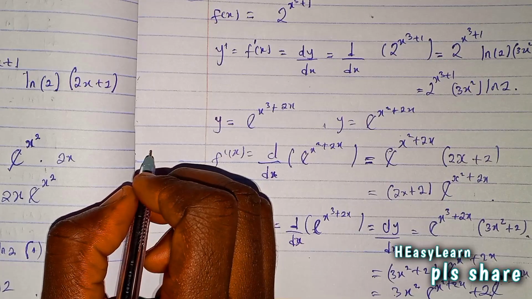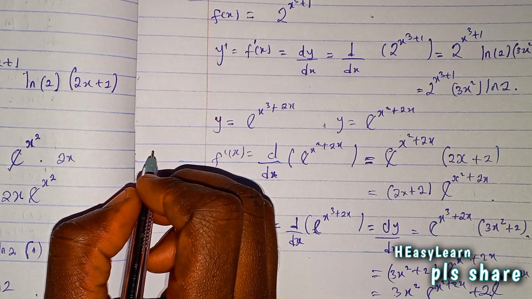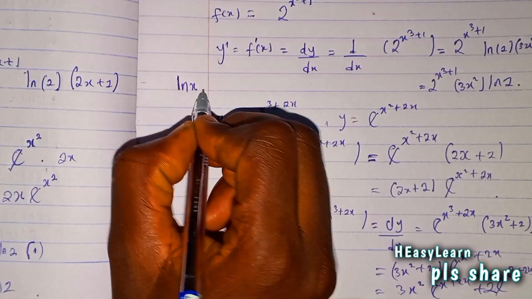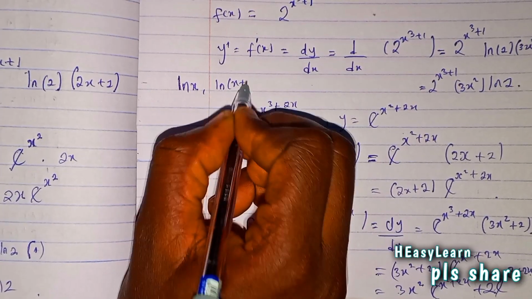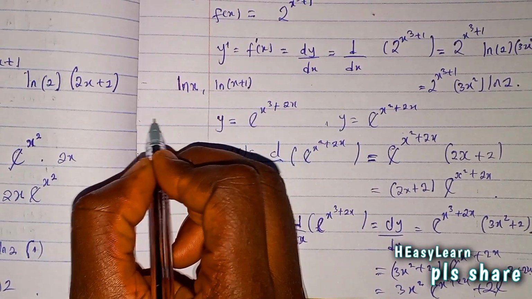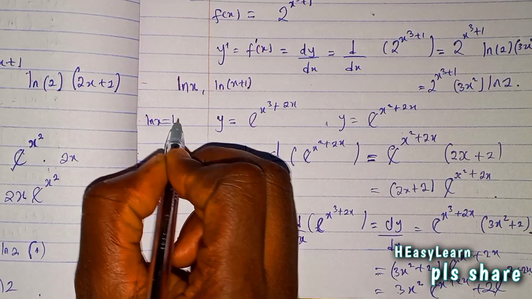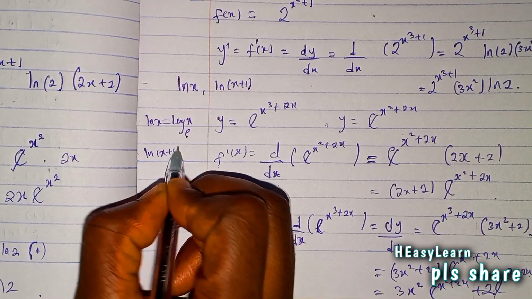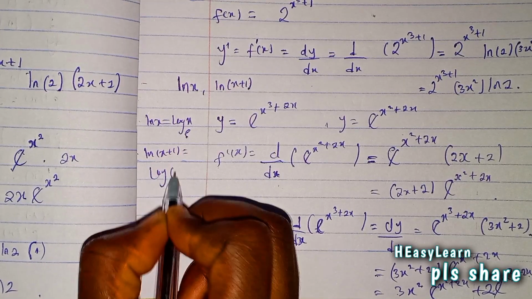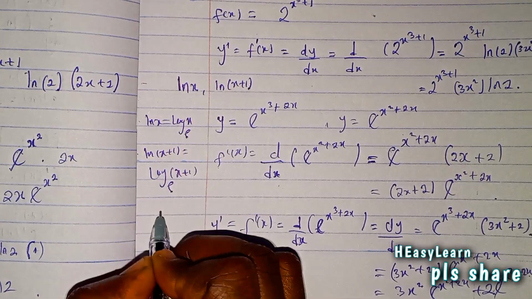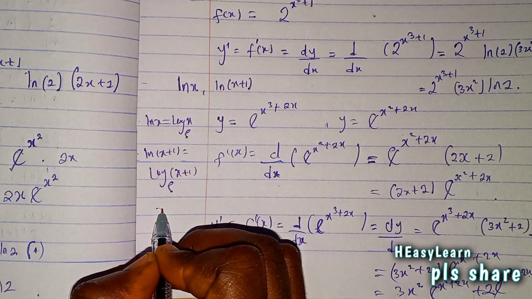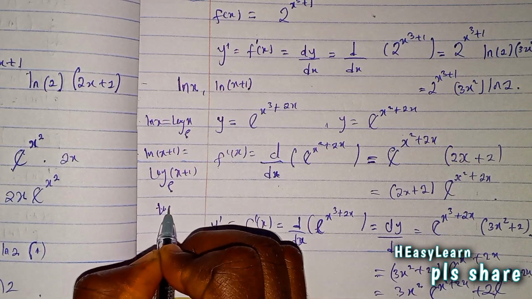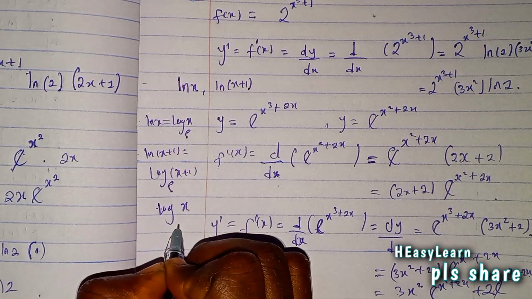In the next video, we are going to discuss how to use first principle to find the derivative of the function ln x plus 1. Ln x is the same thing as log x to base e. Ln x plus 1 is the same thing as log of x plus 1 to base e. You are going to use first principle to find the derivative of the function log x to base 2.